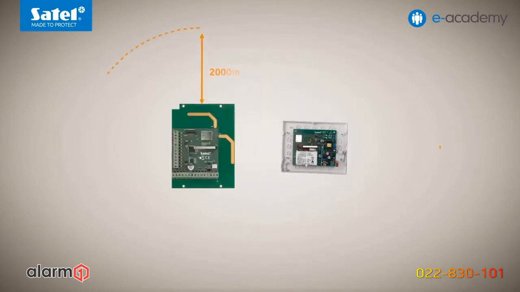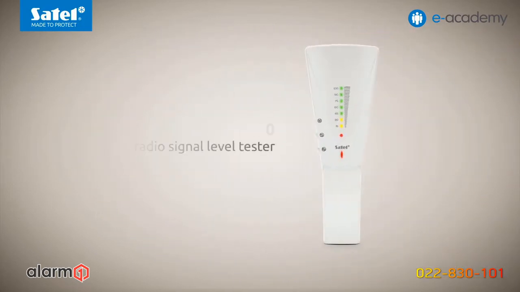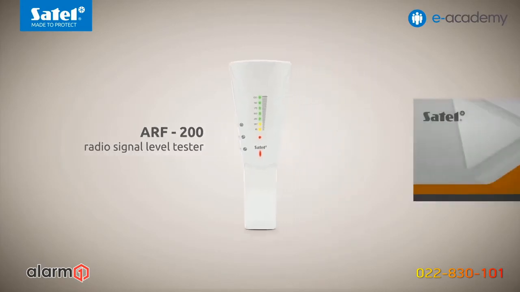To effectively increase the operation range of the ABAX 2 system, the ARU200 radio signal repeater is used. It is responsible for retransmitting radio signals from devices located outside the controller operating range. However, it does not support the keypads that we will mention in a moment. The ARF200 is used to test the level of the radio signal of ABAX 2 devices. It allows you to check the strength of the radio signal received and sent by wireless devices. This makes it easier to choose the right place for their installation.